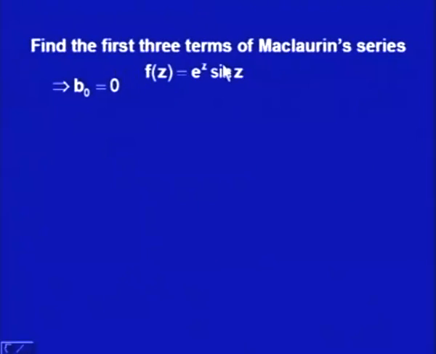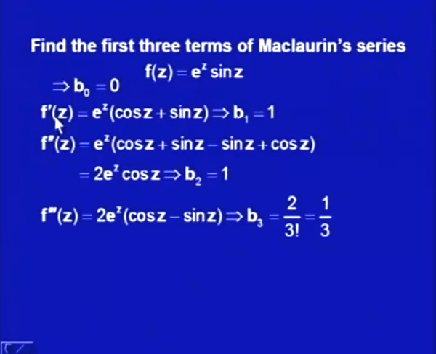Now, in the next example, we find the first 3 terms of the Maclaurin series for the function e to the z sin z. Now, in this case we have to expand this function about z is equal to 0. So, if you put z is equal to 0, then f of z will be 0, and that means b naught is equal to 0. We calculate various derivatives of this function, and the first derivative is e to the z (cos z plus sin z), that gives me b 1 is equal to 1.